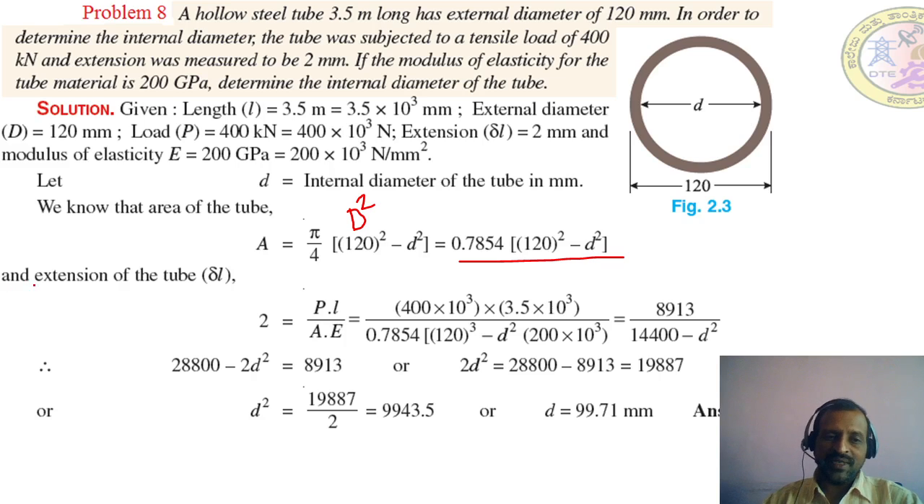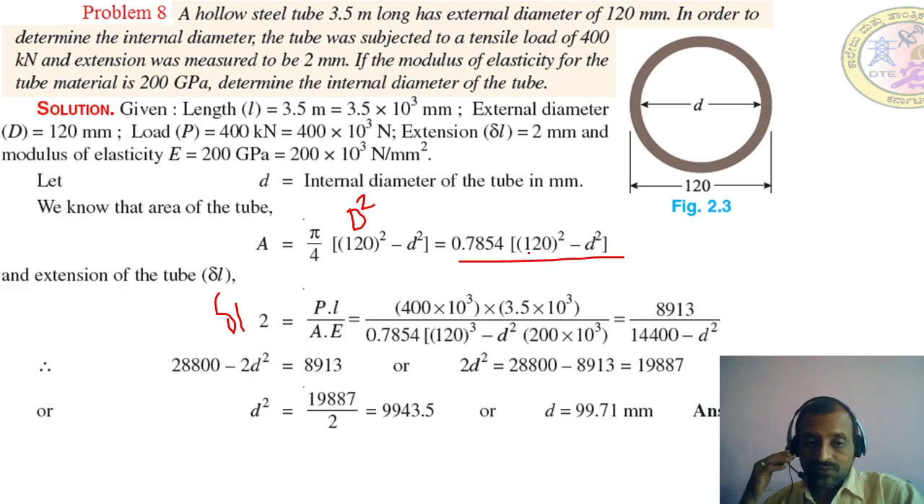Next you write the equation for extension of the tube, that is delta L. Delta L is equal to PL by AE. In the problem, delta L is given as 2. So 2 is equal to P value 400 into 10 to the power of 3, L value 3.5 into 10 to the power of 3, divided by A, which you have calculated in the previous step: 0.7854 into (120 square minus d square), into 200 into 10 to the power of 3. 120 square, it is not cube, it is square.